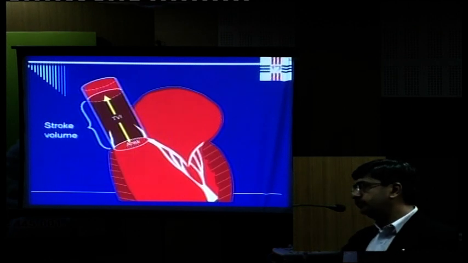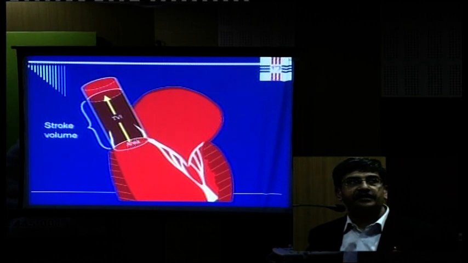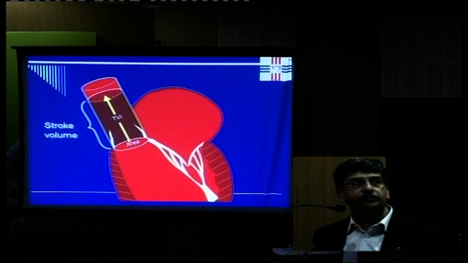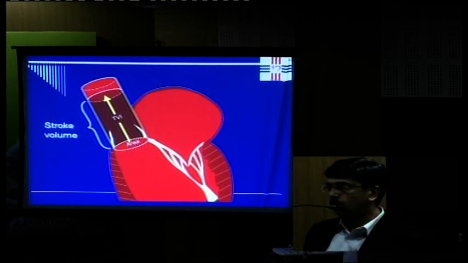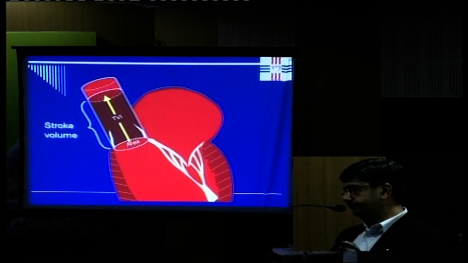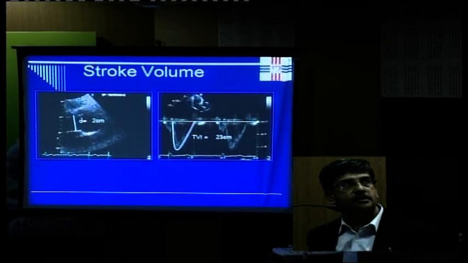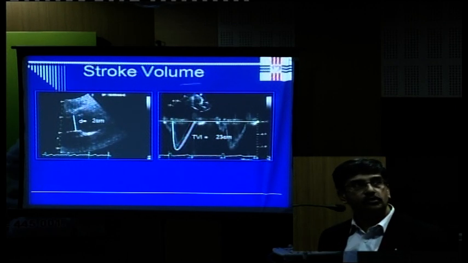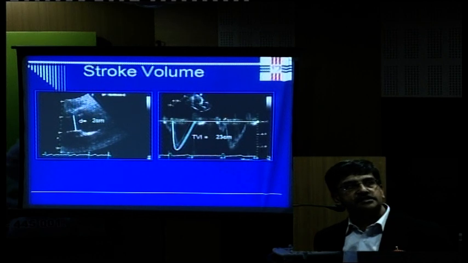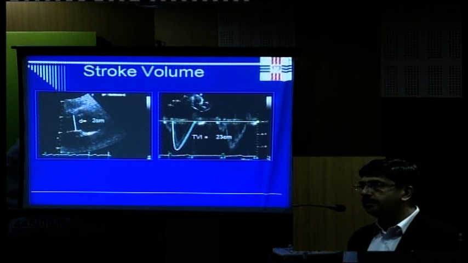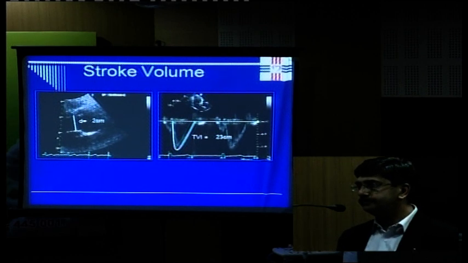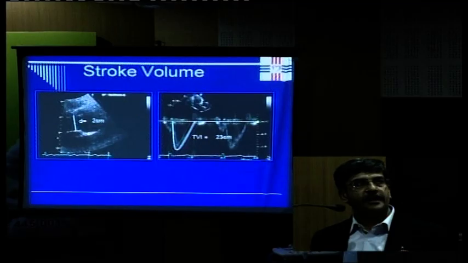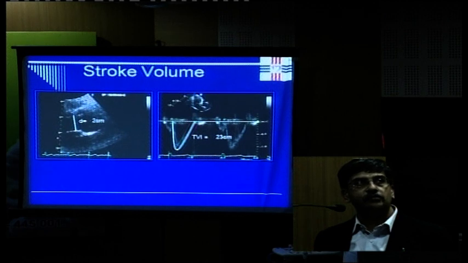How can we do that? I'll tell you. Imagine this is left ventricle, this is aortic wall, and this is the aorta. With each beat, some amount of blood is getting ejected into the aorta. That is called stroke volume. This is the aortic valve attachment in parasternal long axis view. So this is 2 centimeter, and this is TVI of the aortic wall in apical 5 chamber view with pulse Doppler. Correct? This is 23 centimeter. Now you make pi r square of this into 23 centimeter equal to stroke volume.